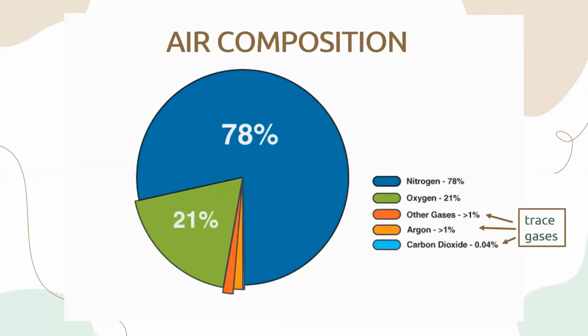Look at this pie chart. Did you know that air is made up mostly of nitrogen and oxygen gases? These gases comprise 78% and 21% of the atmosphere respectively. Argon covers 1%, while carbon dioxide covers only 0.04%. The remaining 1% is made up of other gases such as water vapor, ozone, and chlorofluorocarbons. The said gases exist only in very small amounts and are called trace gases.